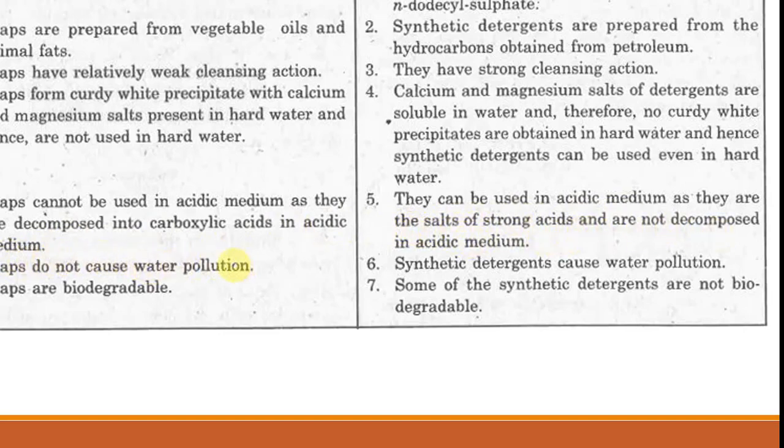Soaps do not cause water pollution. Synthetic detergents cause water pollution. Soaps are biodegradable. Some of the synthetic detergents are not biodegradable. Remember, some of the synthetic detergents, not all the detergents. Take a screenshot so that you can have this for your exam. Read all the points so that you can write some of the points in your exams.